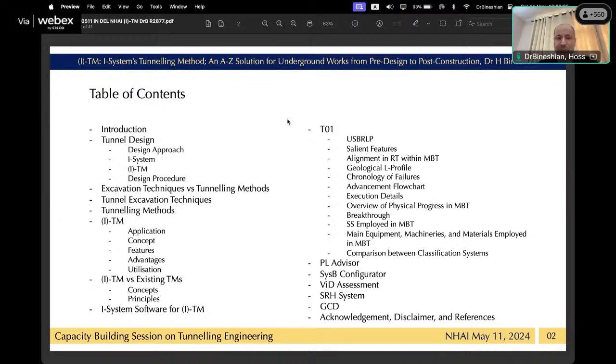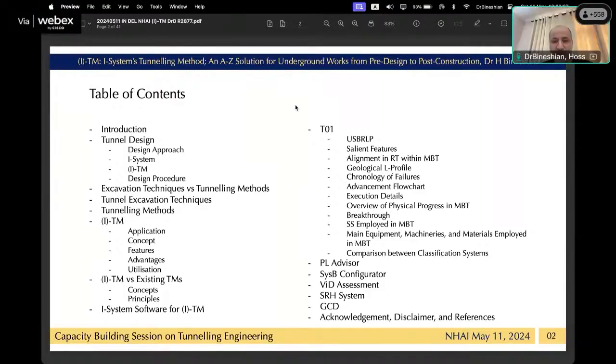In the second part, to have a small break, I will play a film prepared by Indian Railway for USBRL and especially T1, and then I will present T1 as the case study, including a brief about the USBRL project, salient features of the tunnel T1 alignment in the Riyasi thrust within the MBT, geological L profile, chronology of failures at T1, advancement flow chart, execution details, overview of physical progress in MBT, breakthrough, support system employed in the main boundary thrust, main equipment, machineries, and materials employed in MBT, and comparison between classification systems.